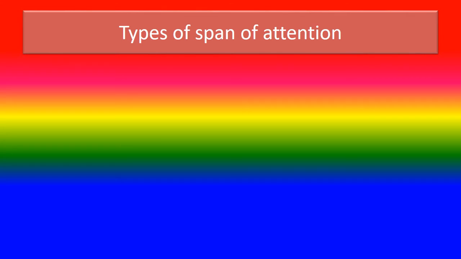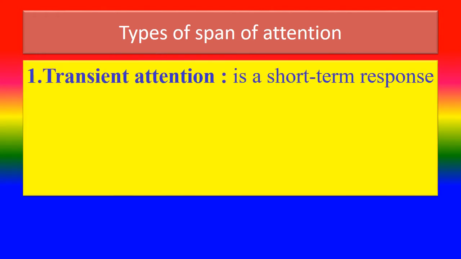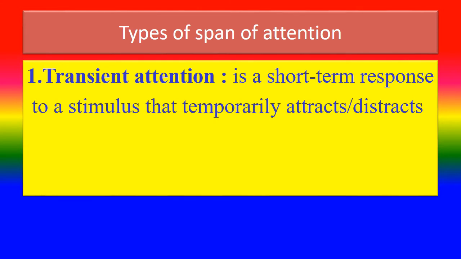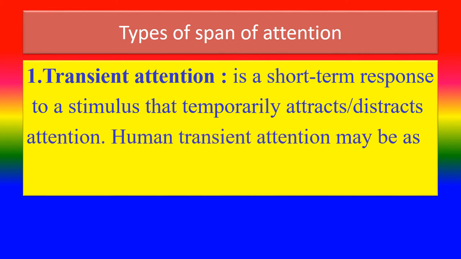Types of span of attention. First type, transient attention. It is a short-term response to a stimulus that temporarily attracts or distracts attention. Human transient attention may be as short as 8 seconds.